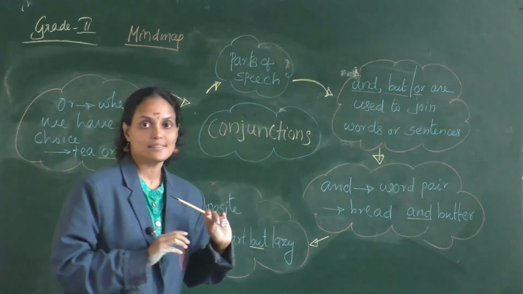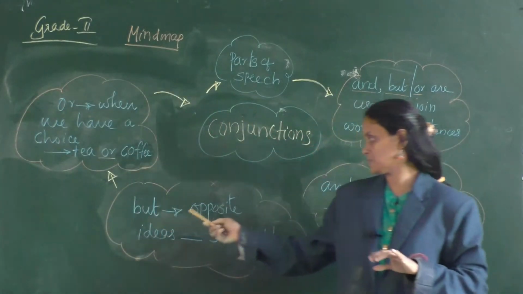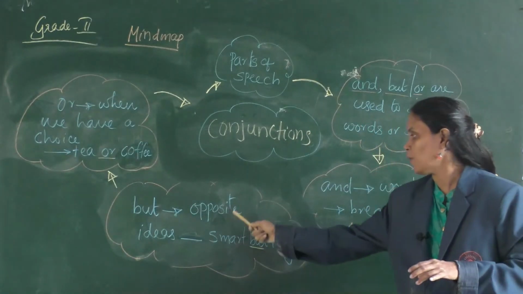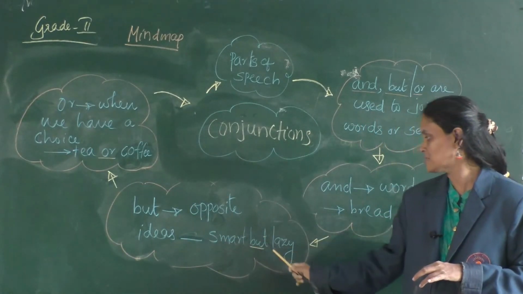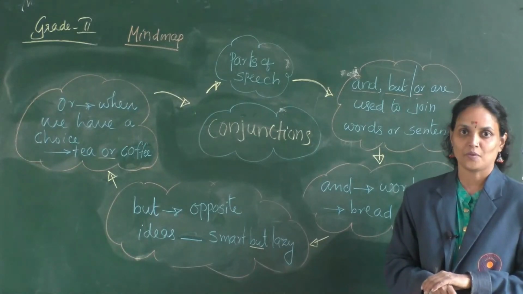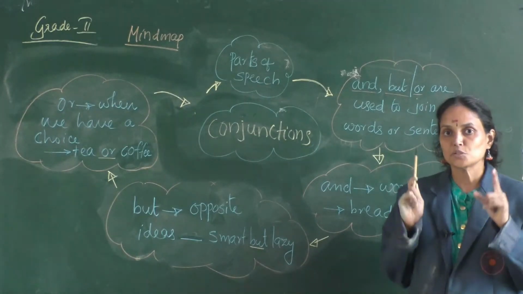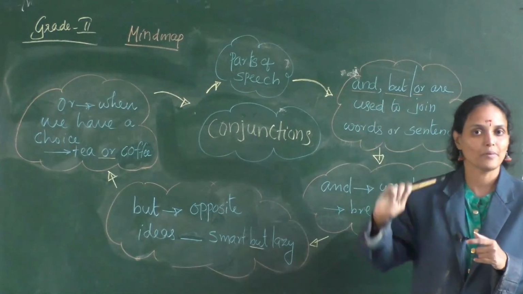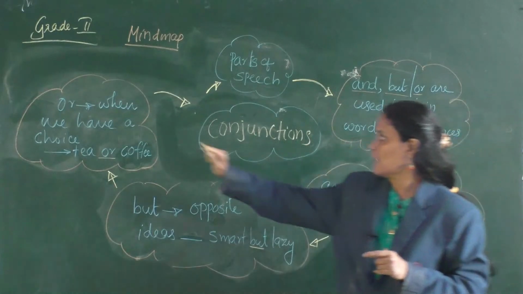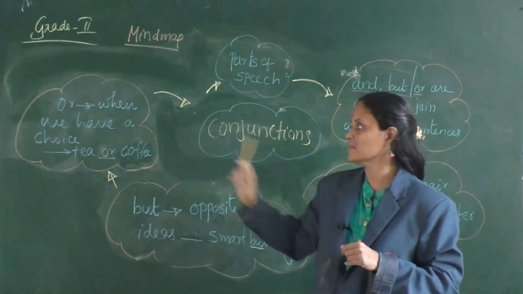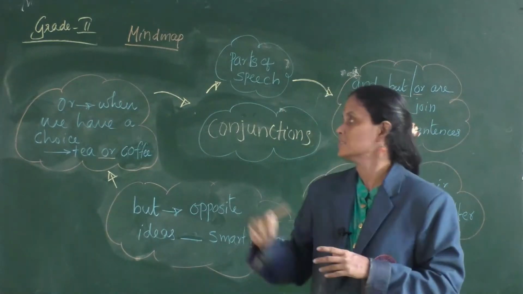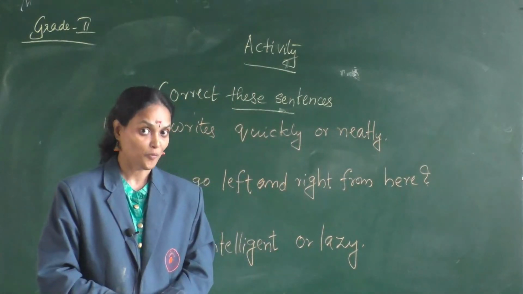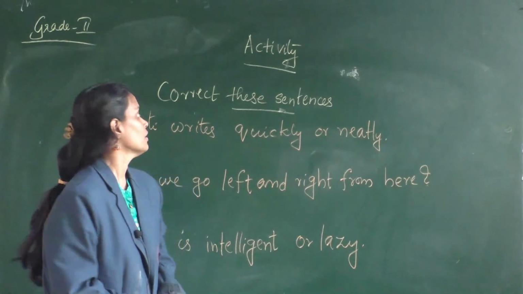Right? Yes. Second one, next one is but. But is used to combine opposite ideas. Smart but lazy. Okay. But is used to join two different or two contrasting meanings or ideas. Tall but short. Correct? Yes. Or is used when there is a choice or an option: tea or coffee. Children, here is a very simple exercise for you. Let's try to find out the answers.